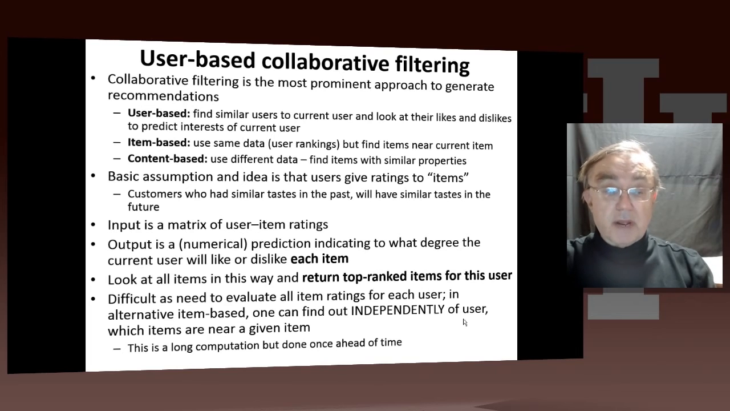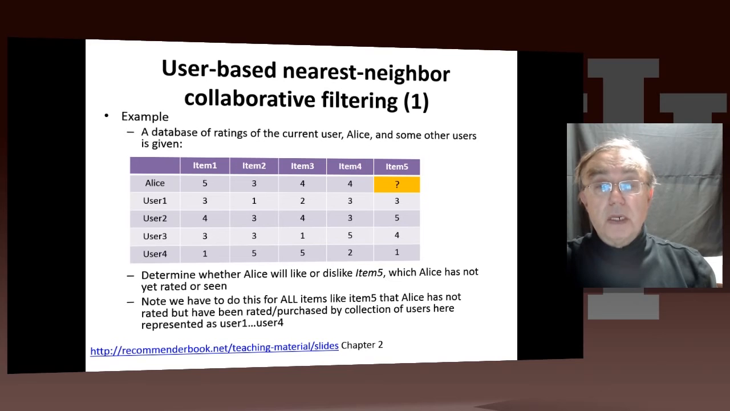And in the alternative, item-based, you can make this prediction independently of the user, finding which items are near a given item. And so the item-based method is less computationally intense, especially for real-time applications. So let's give this example coming from this nice recommender book. Several of these slides, of course, come from this book.